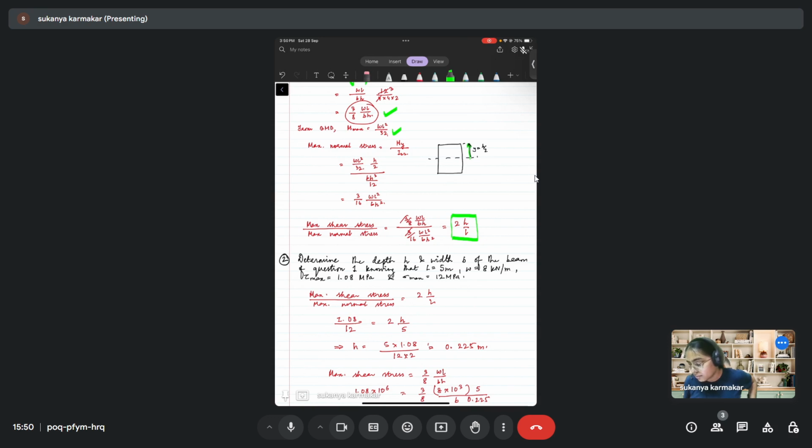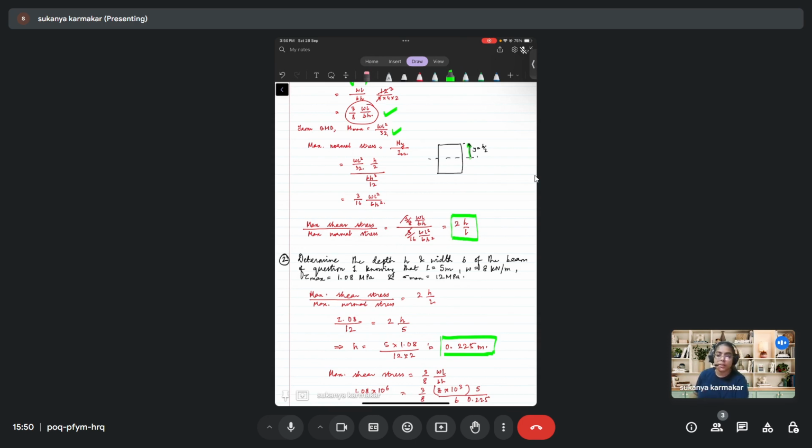So, we know that using the expression which we just developed, in that expression, you know what is the value of maximum shear stress, what is the value of maximum normal stress, and you know what is the length of the beam. So from here you can easily calculate h, that is the height of the cross section. If you substitute the values with proper units, you will get the value of h to be 0.225 meter.